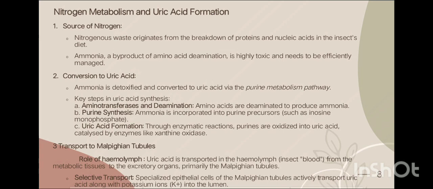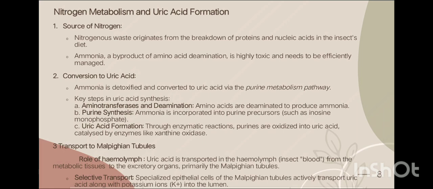So that can be detoxified and converted to uric acid by the purine metabolism pathway. And the key steps in that are the aminotransferase and deamination. That is the first step. So the amino acids are deaminated to produce the ammonia, and purine synthesis is the next step. So ammonia is incorporated into purine precursors such as inosine monophosphate.